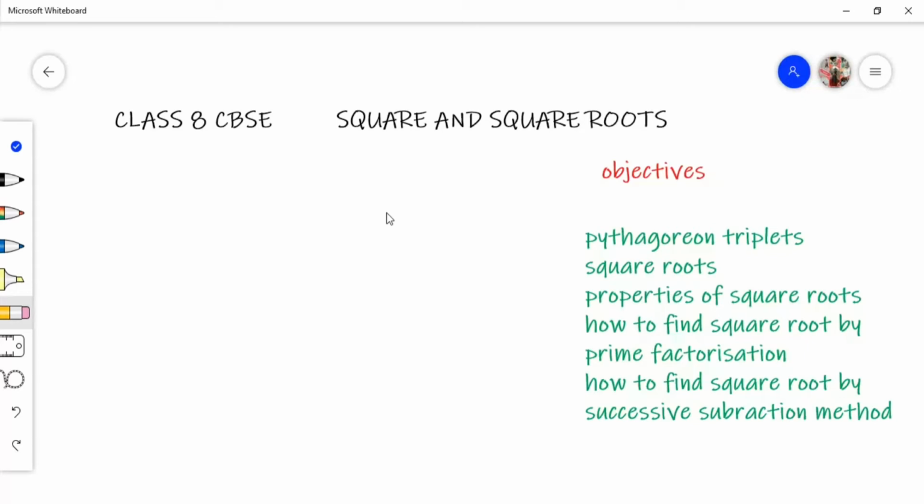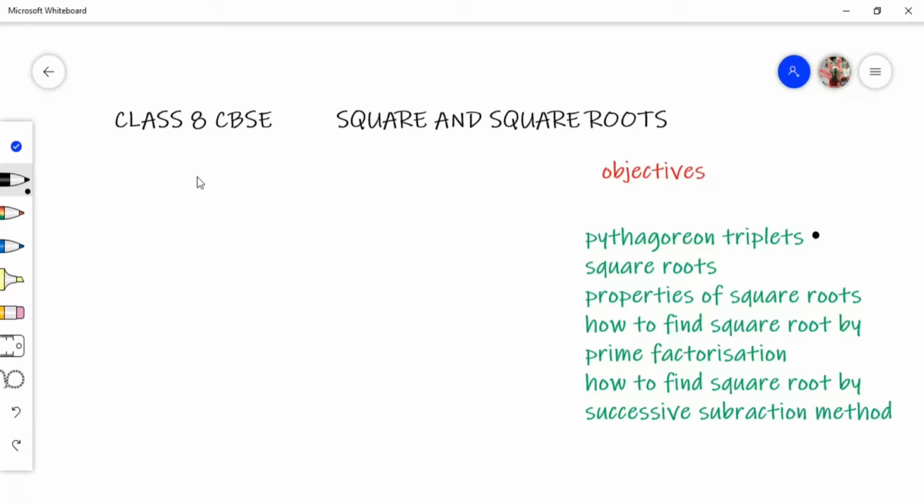It's the introduction part. So today's objectives are very easy and very simple ones, that are the Pythagorean triplets, square roots, properties of square roots, how to find square root by prime factorization, and how to find the square root by successive subtraction method. Okay, so let us start. So the first one is the Pythagorean triplet.